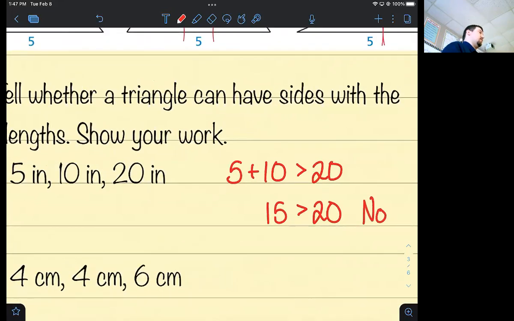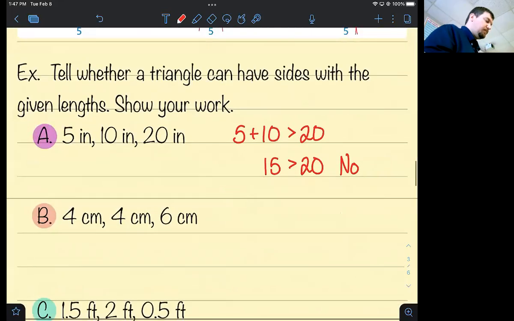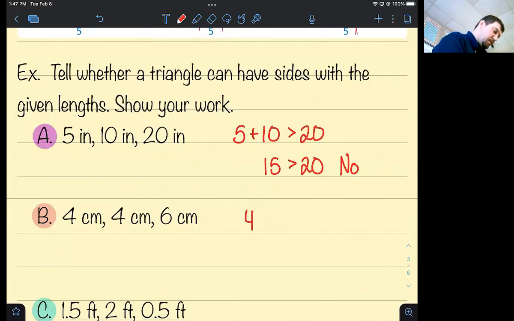This will not form a triangle. The long side is too long. Example B, Christian, what are my 2 shorter sides? 4. Okay, 4 and 4 have to add up to be greater than 6. Christian, what is 4 plus 4? Christian, is 8 greater than 6? Then yes, this will form a triangle.